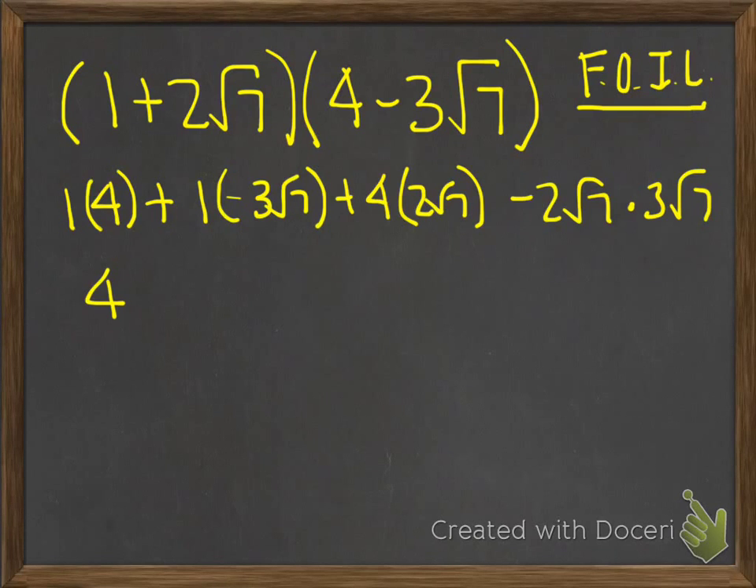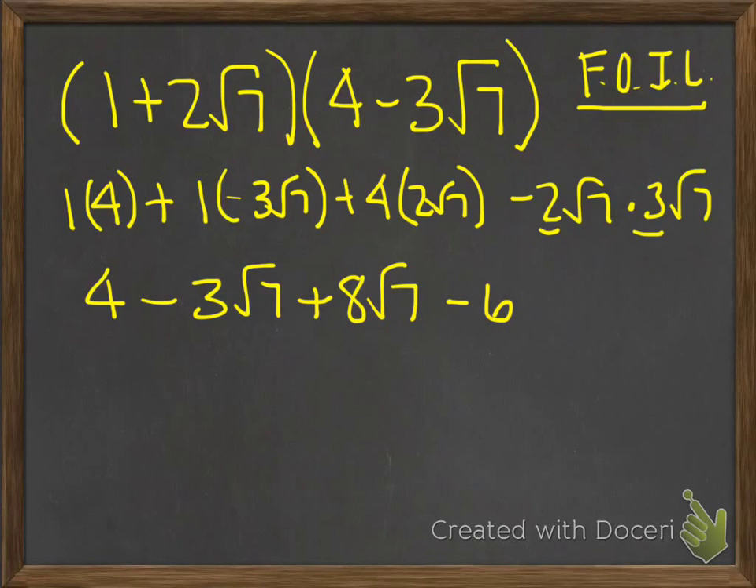So 1 times 4, of course, is 4. 1 times negative 3 square root of 7 is negative 3 square root of 7. 4 times 2 square root of 7 is our 8 square root of 7. Remember when we multiply here, we multiply the outsides together, the 2 and the 3. And to multiply radicals together, we multiply the radicands. So 7 times 7 becomes 49.